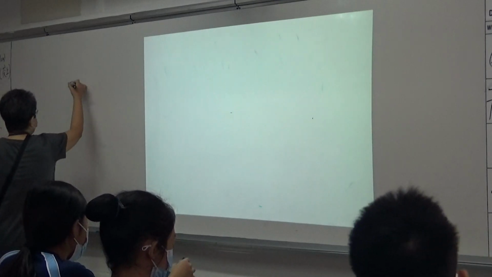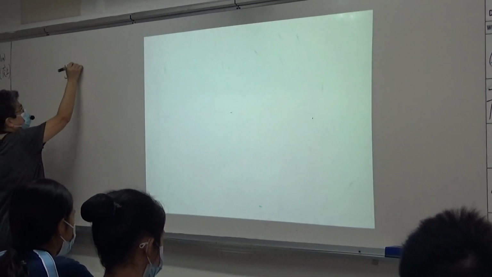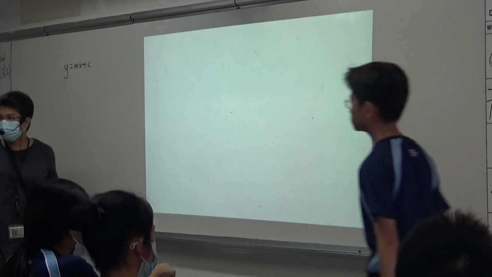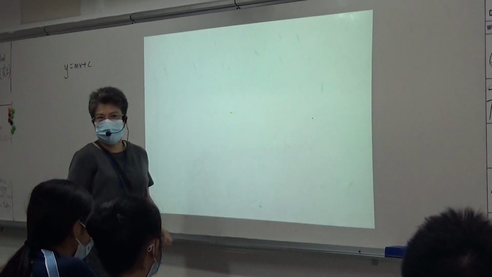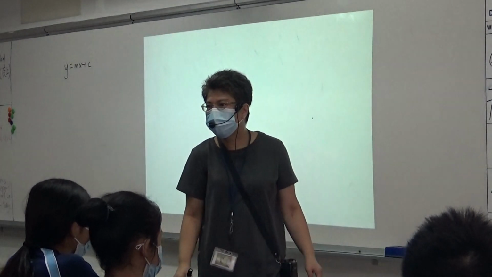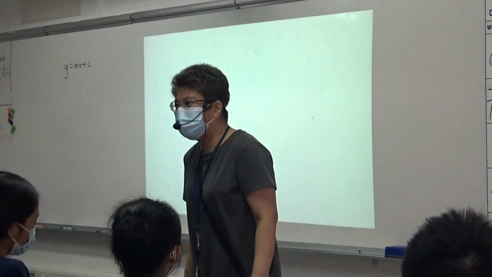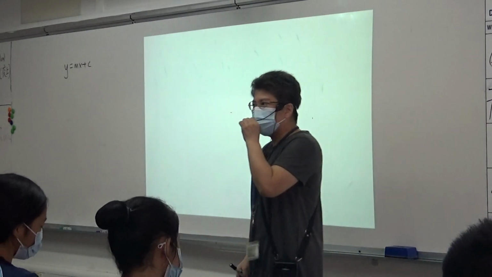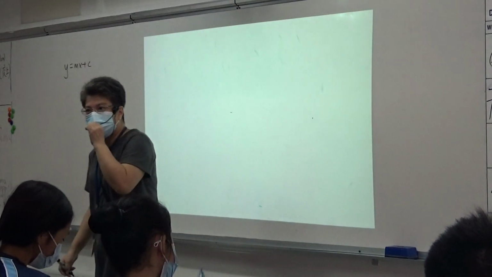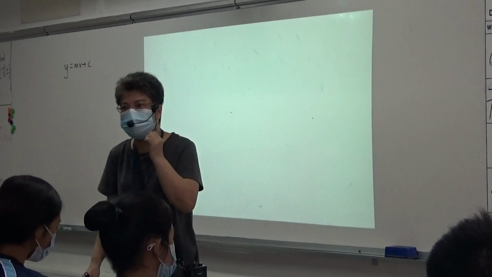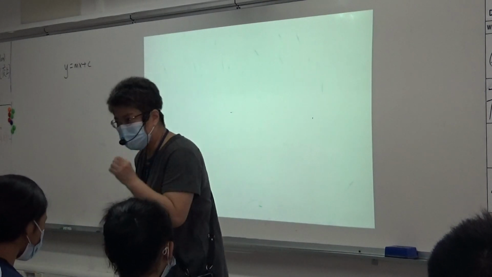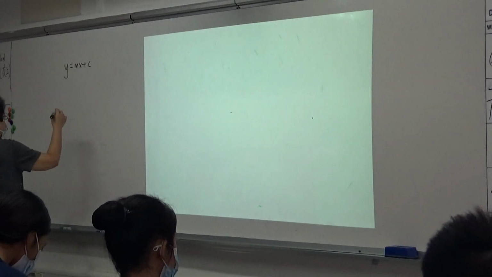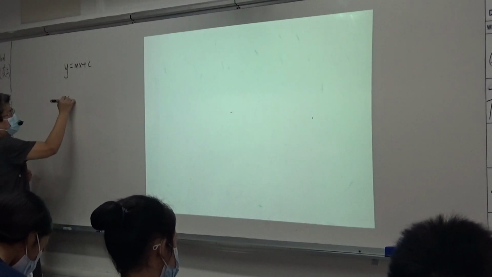Now, last lesson, I talked about this general form, right? y = mx + c. m represents what? Gradient. And c represents what? Y-intercept. Gradient is how steep the slope is, right? And y-intercept is the point whereby it cuts the y-axis. Correct?